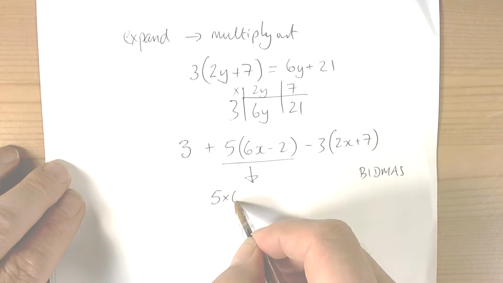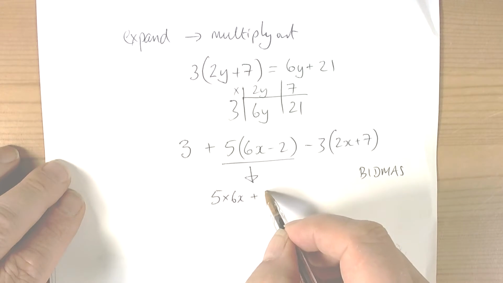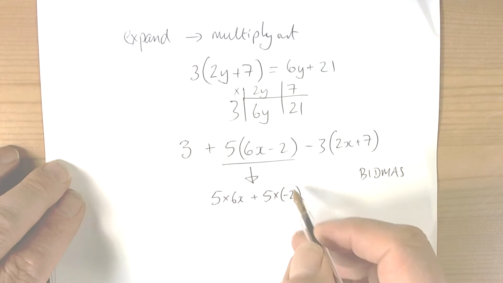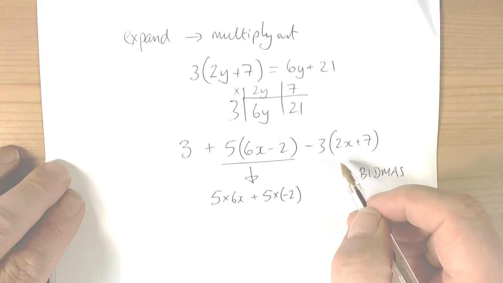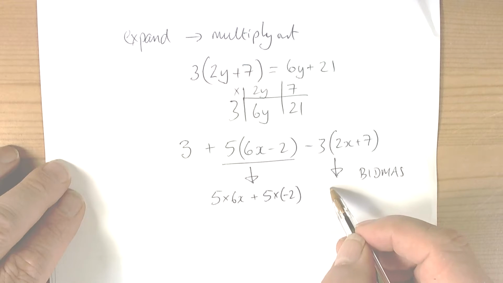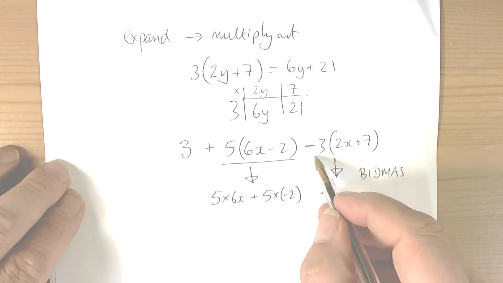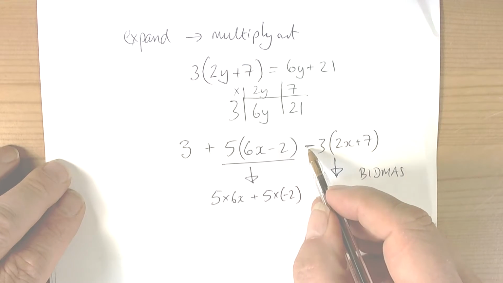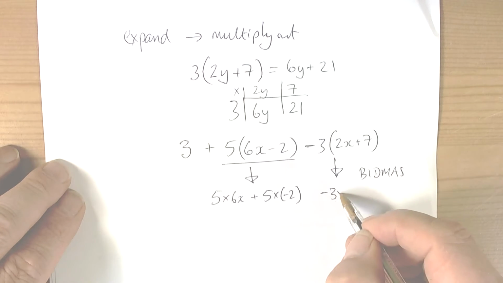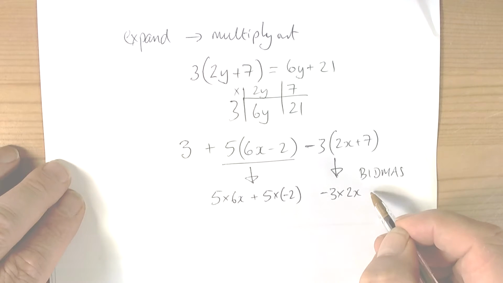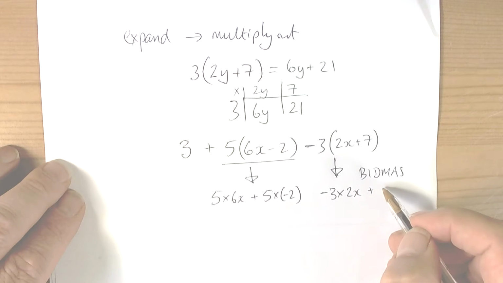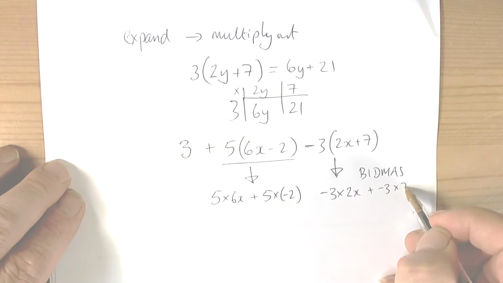So for this one, if we think about this particular section here, then it's telling me to do 5 lots of 6x plus 5 lots of negative 2, take away 2. And if we think about this one, it's telling me to do negative 3, because we can think of this as a negative 3. There's lots of ways of thinking about this, but if we think of this as negative 3, it's telling me to do negative 3 times 2x and plus negative 3 times 7.